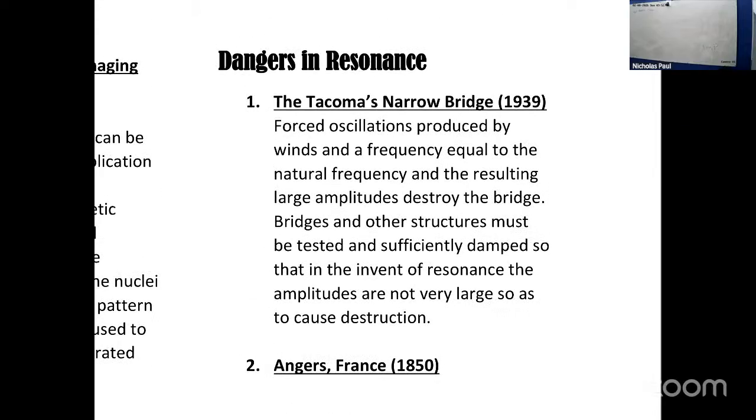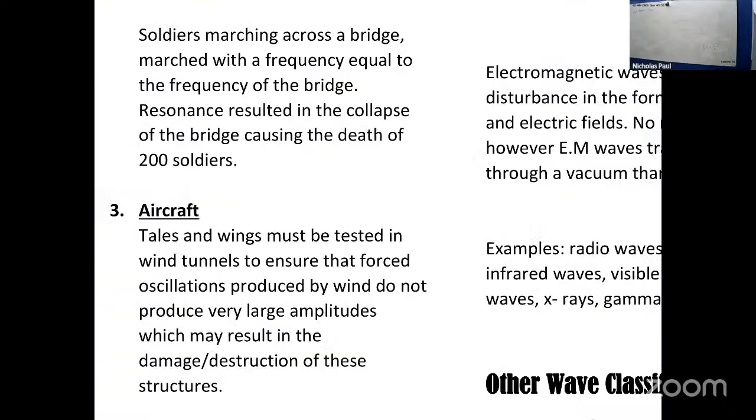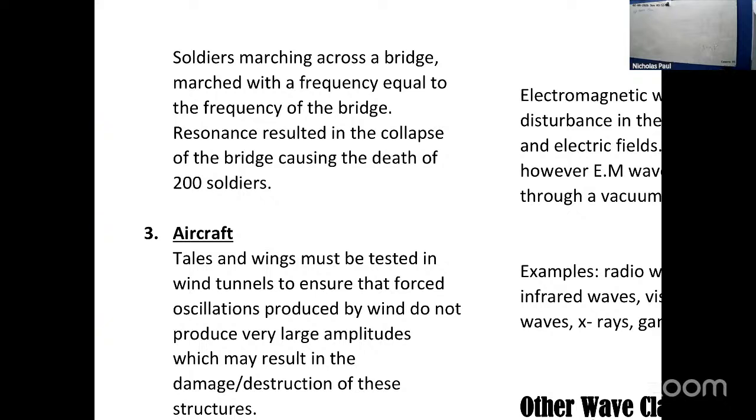And then you have the dangers of resonance. For example, the Tacoma Narrows Bridge: force oscillation produced by winds at a frequency equal to the natural frequency of the bridge caused it to vibrate too much and then collapse. So the bridge has its own frequency, then wind passing over it had a similar frequency. When they both were the same, the bridge vibrated too much and collapsed. Same thing with these marchers. These marchers went across a bridge, and when their frequency was equal to the frequency of the bridge, it collapsed.